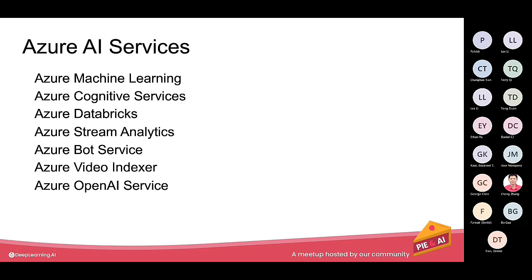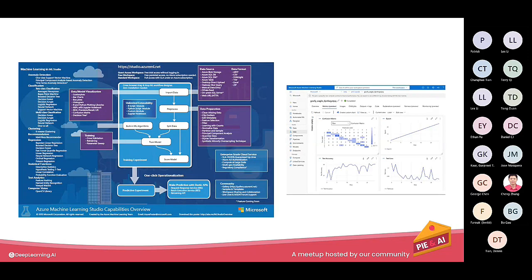Okay, next, I'm going to show you a few screenshots. The first one is the Machine Learning Studio. You can see on the right-hand side, that's where the data is fed and the training results. And the left-hand side is a diagram, the system diagram of the Machine Learning Studio.